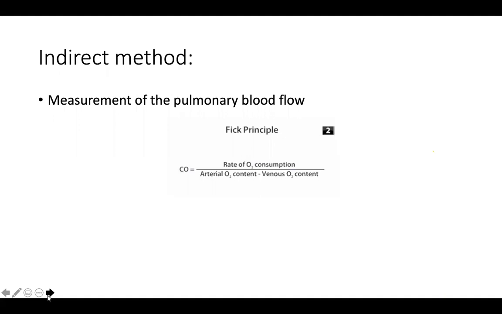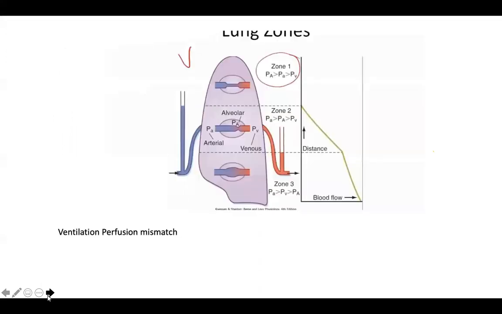Another indirect method for measuring pulmonary function is by measuring the pulmonary blood flow, which can be done using the Fick principle. The formula is: pulmonary blood flow is equal to the rate of oxygen consumption divided by the difference between the arterial and the venous oxygen content.